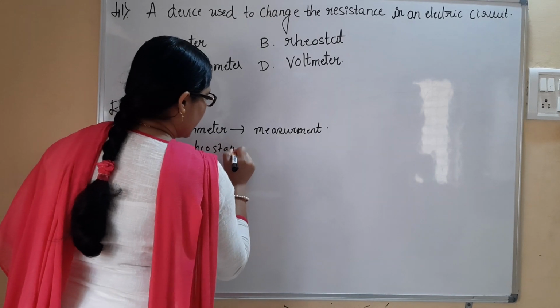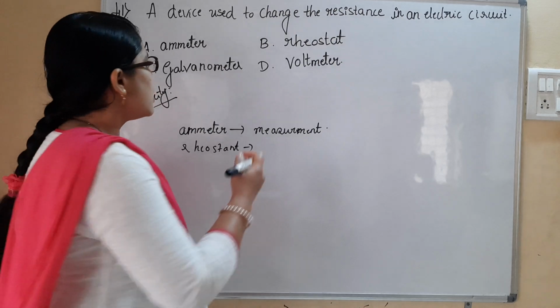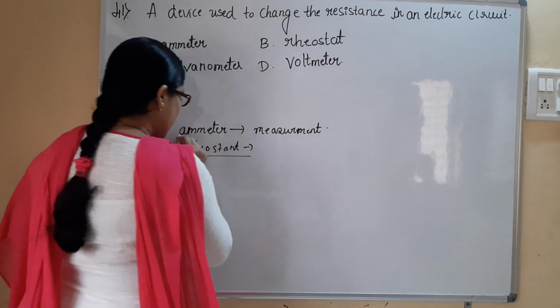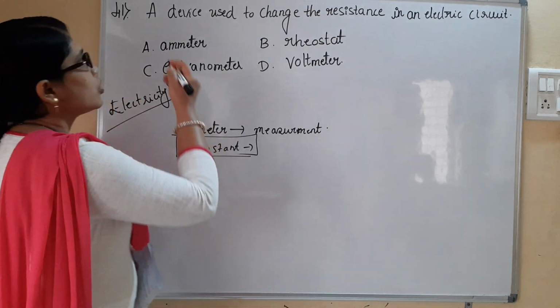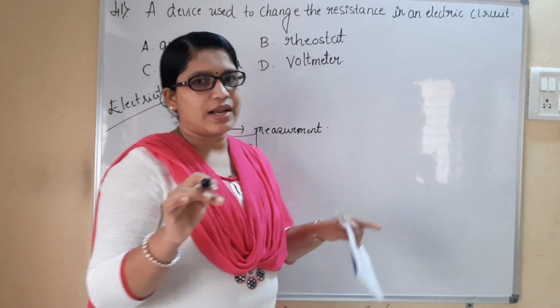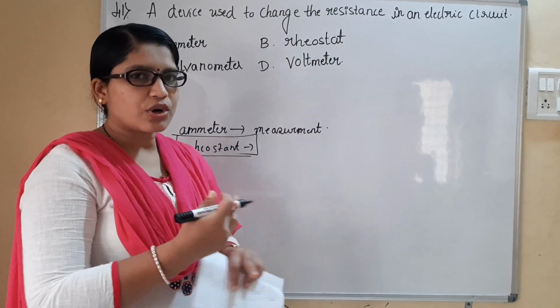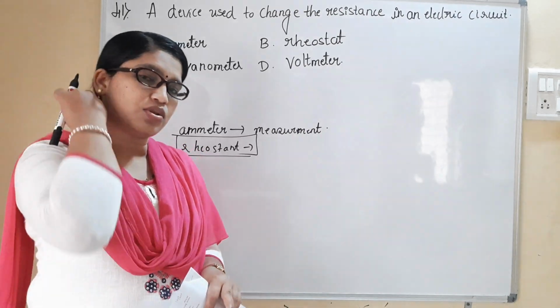Second one we have, B, rheostat. Rheostat is considered to be a variable resistance with which we can vary the resistance offered. So we can say that according to our question, this is going to be considered the correct answer. So this is a device. Rheostat is used to change the resistance in an electric circuit. By just moving the knobs, we can change the resistance offered.